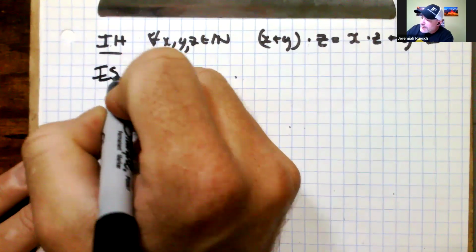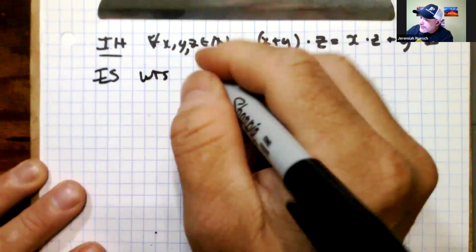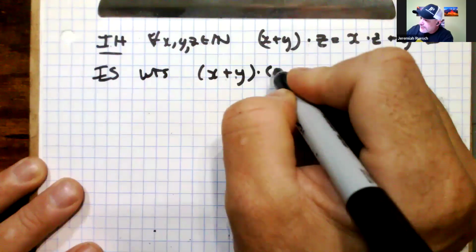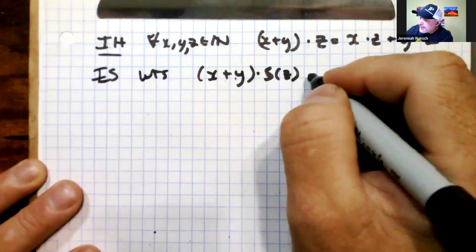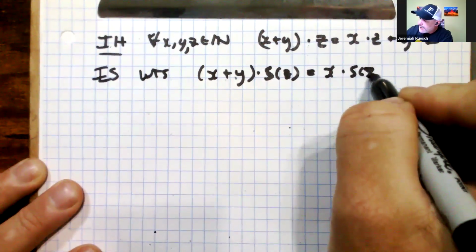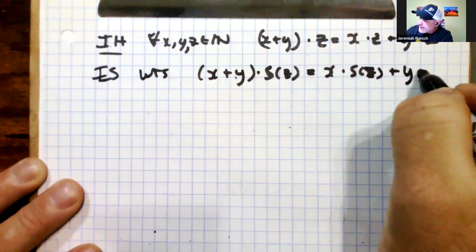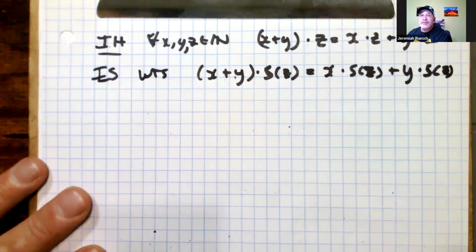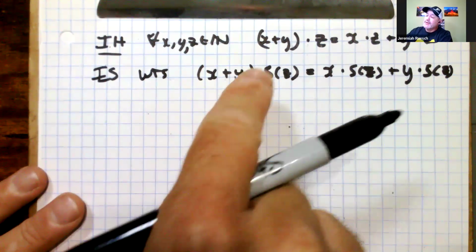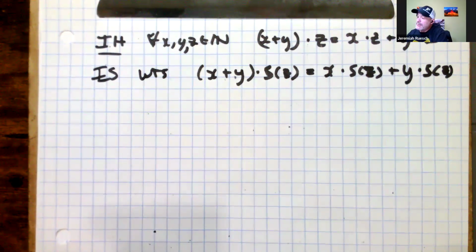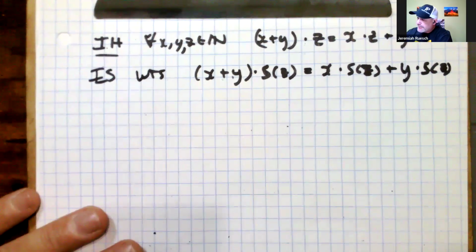And so the induction step then is we want to show, of course, that x plus y times the successor of z is equal to x times the successor of z plus y times the successor of z. Okay, so we're trying to show that is the case. And if we can show this, that means the successor of z is in the set M, which means then that the set M by the principle of mathematical induction is equal to the set of natural numbers.